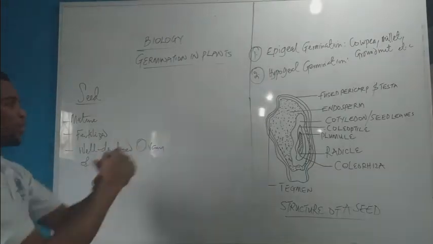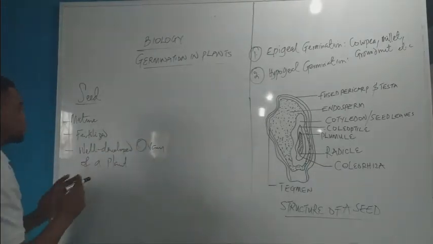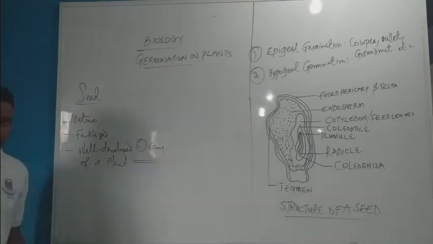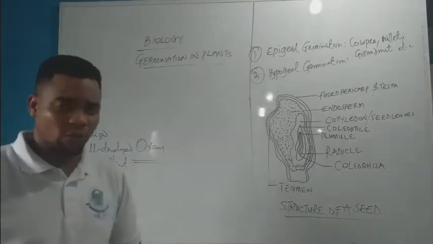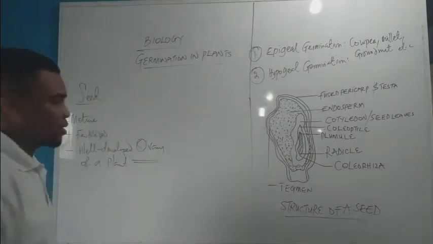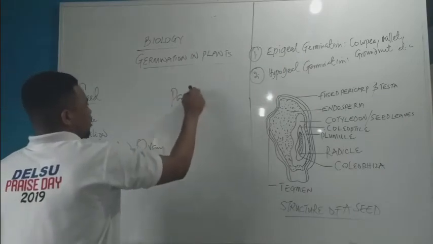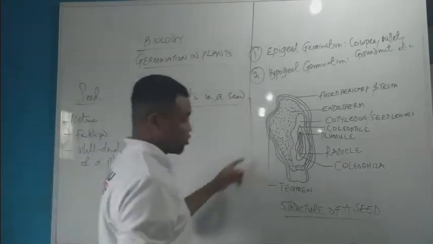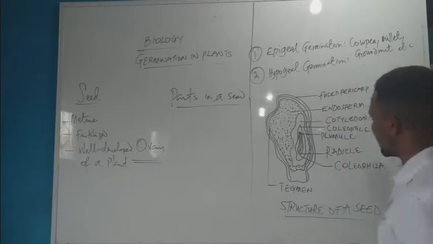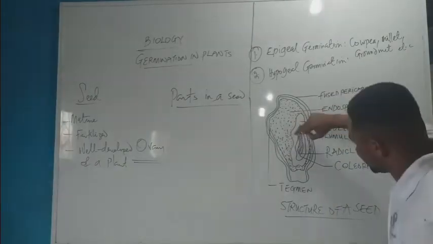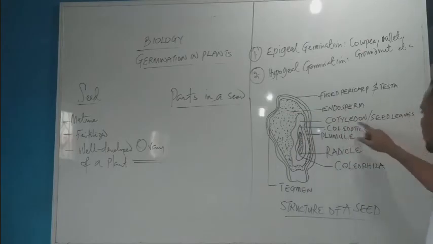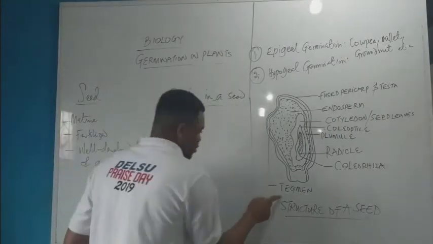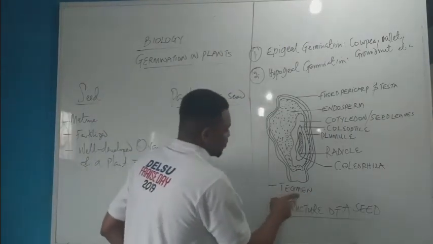Now, under the structure of the seed, the seed is defined as what? The mature, fertilized, and well-developed ovule of a plant. Now, there are some parts found in the seed. Let's move to the structure of the seed. It has the testa, and the tegmen, which is this layer that is well drawn. Now, you have the cotyledon or the seed leaf. You have the radicle and you have the plumule.